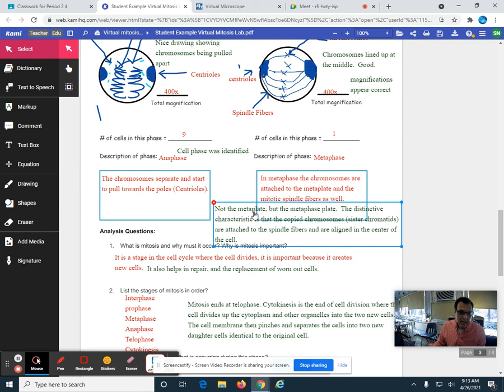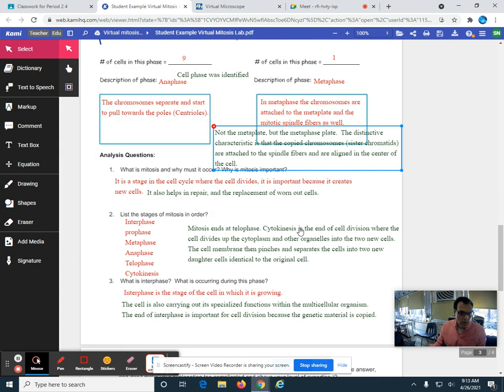Metaplate's not really the correct name. It's not the metaplate, but the metaphase plate. That's the center region. And then the distinctive characteristics, the copied chromosomes, the X's, right, are 2 attached chromosomes. They are getting ready to be pulled apart in anaphase over here. And so they're attached at the middle of the chromosomes, at the centromere, and each copy, these sister chromatids, sisters, are connected as X's, but are going to be pulled apart in the next phase so that each cell can get a copy of all of those chromosomes.